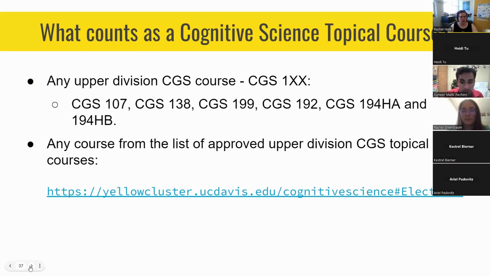All right. And on the worksheet, we say cognitive science topical course. It's basically your cog-sci elective in group A. It's any upper division cog-sci course or any course from the list that we have, and that's in the degree worksheet. But the link is also here. So it's a whole list of things you can choose from.